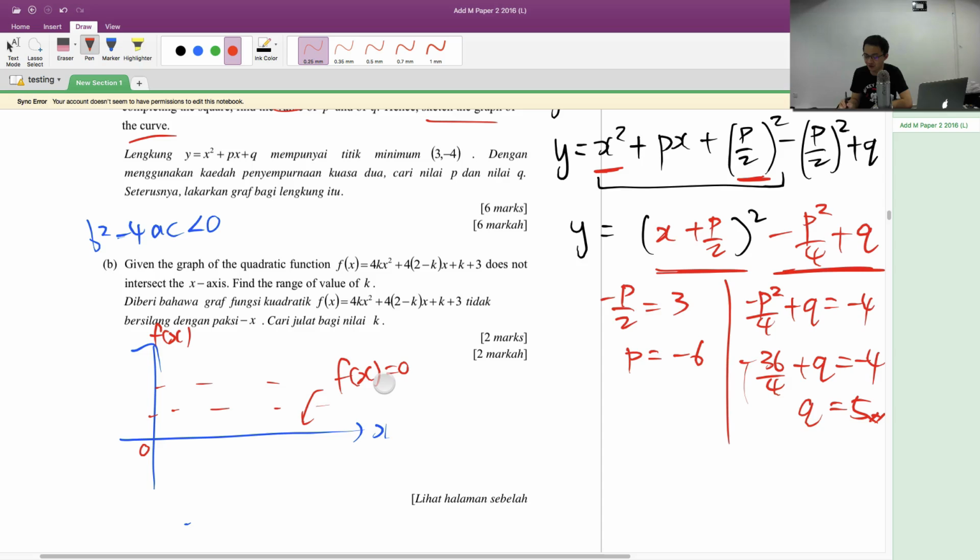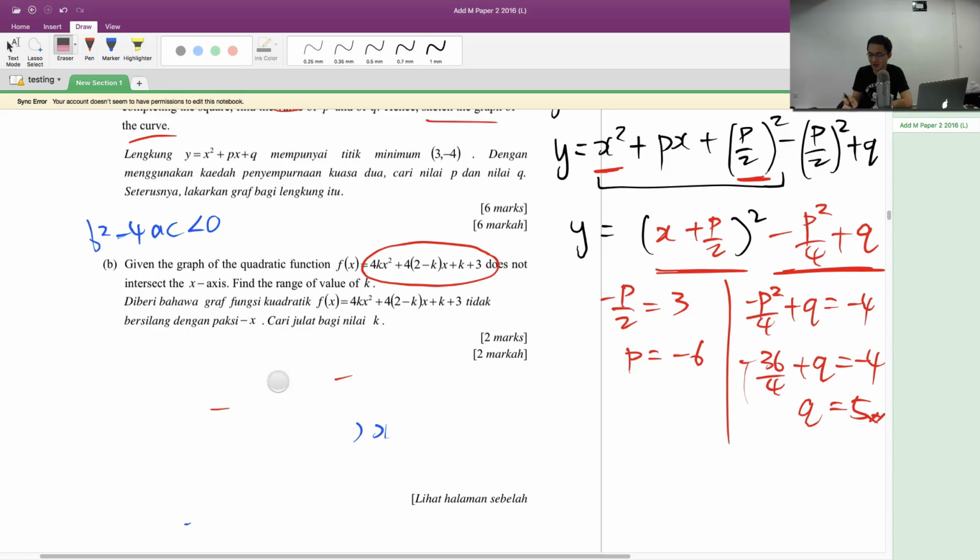So when it says does not intersect the x-axis, I will make the whole equation here equal to 0, and then I take out a, b, and c. So 4k x squared plus, this one I can multiply, 8 minus 4k, x plus k plus 3 equals 0, because f(x) becomes 0 on the x-axis.